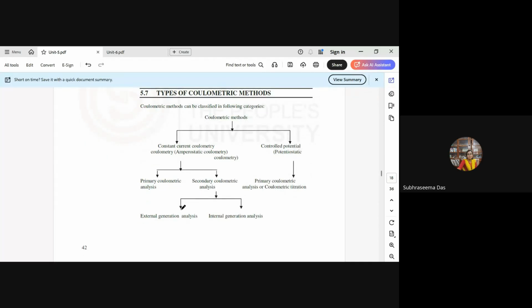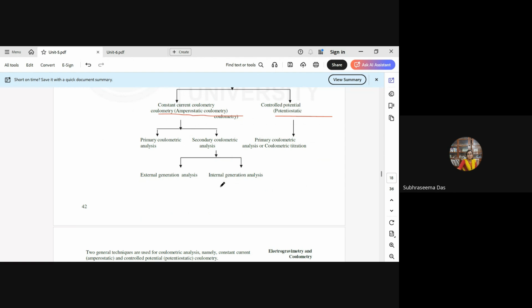Now coming to types of coulometric methods. Coulometric methods are divided into two types. One is called constant current coulometry, or amperostatic coulometry. The second is controlled potential coulometry, or potentiostatic coulometry. Amperostatic coulometry is further divided into two classes: primary and secondary coulometric analysis. The secondary coulometric analysis is further divided into external generation and internal generation, whereas the potentiostatic coulometry is classified only as primary coulometric analysis.